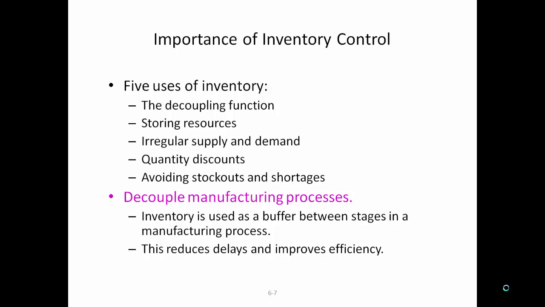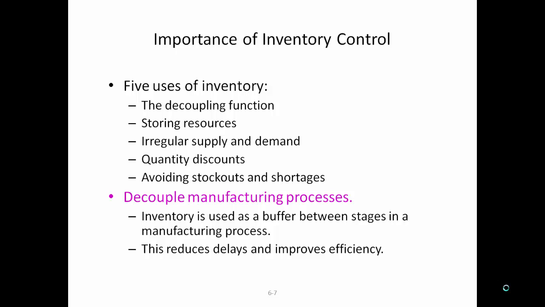So the first item that we look at is the decoupling of the manufacturing process. Well, what is this thing called decoupling? We have to look at what we have to have between different stages of our manufacturing processes. In one stage, you're going to require something, and in another stage, you're going to require something else. Think of the manufacturing of an automobile.